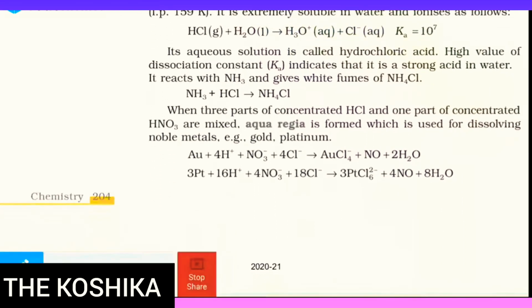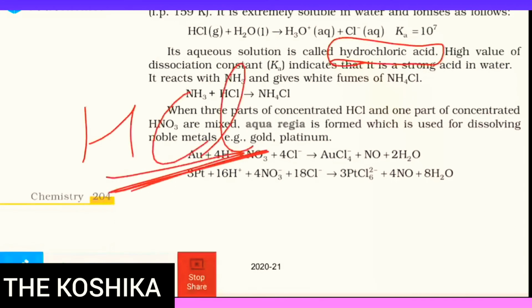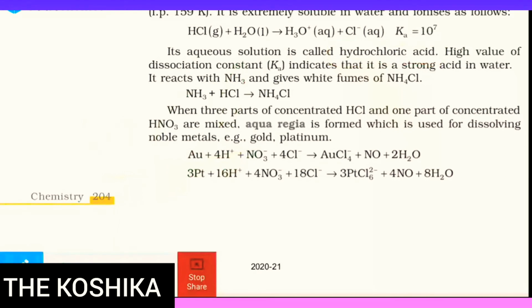Its aqueous solution is called हाइड्रोक्लोरिक एसिड. जब भी हम HCl का aqueous solution लेते हैं तो उसको हम क्या कहते हैं? हाइड्रोक्लोरिक एसिड. किसी को कोई कंफ्यूजन तो होगी नहीं, बहुत इजी है. High value of dissociation constant, that is Ka, indicates that it is a strong acid in nature. ये बहुत ही strong acid है अपने नेचर वाइज अगर बात करें.